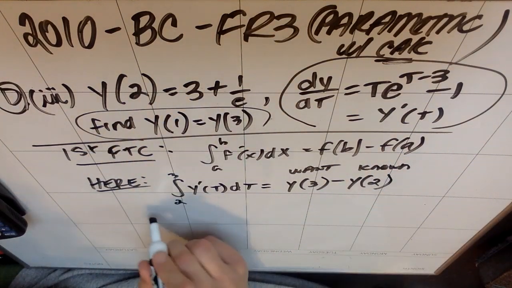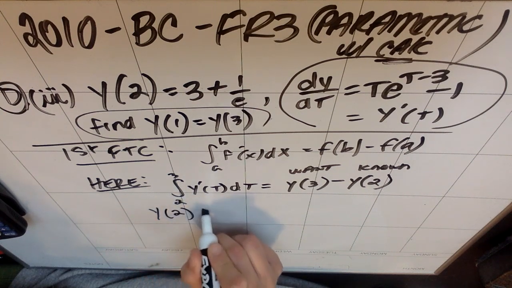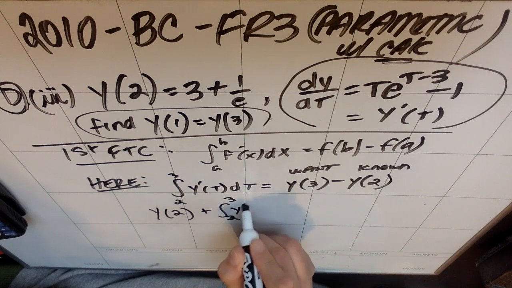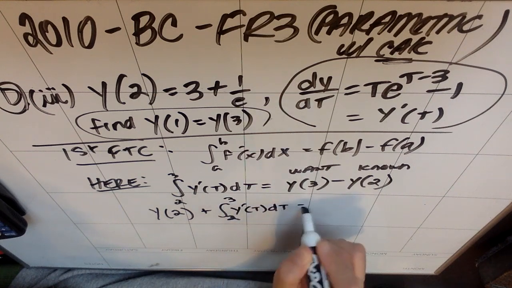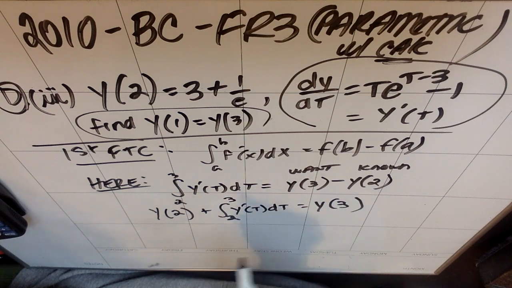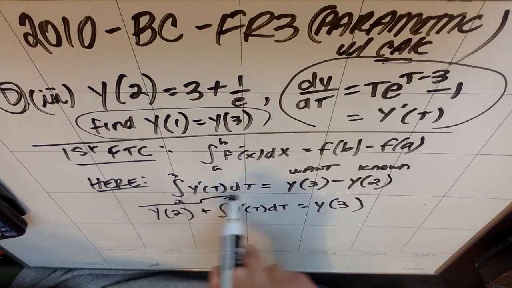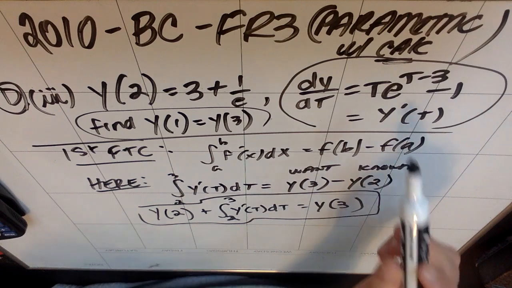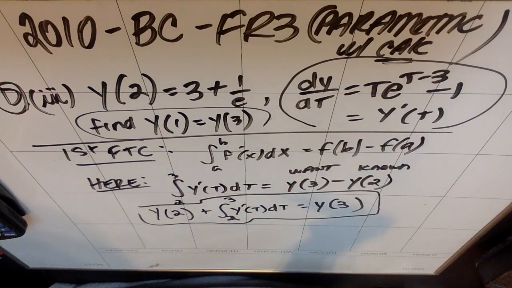So I'm going to add the y of 2 over, and I'm going to get that my answer should be y of 2 plus the thing I'm going to make my calculator integrate from 2 to 3 of y prime of t dt. And that should give me my answer, which is y of 3. So this is the setup the AP needs to see. Now, how you choose to integrate stuff is on you. I would not integrate this by hand. This is not a nice, easy thing to integrate by hand.